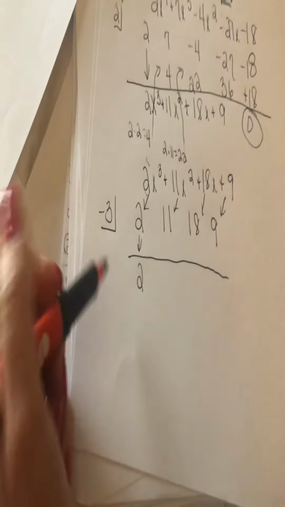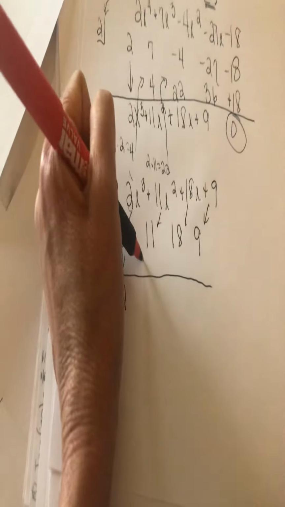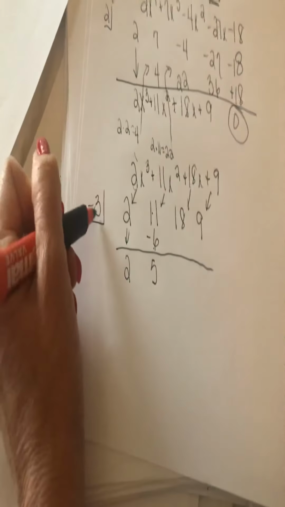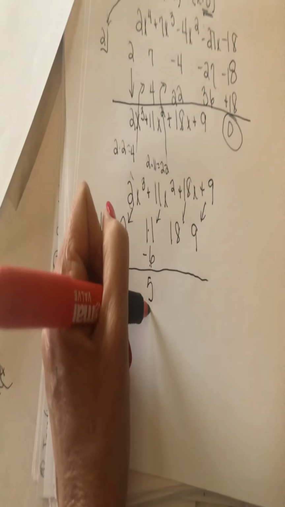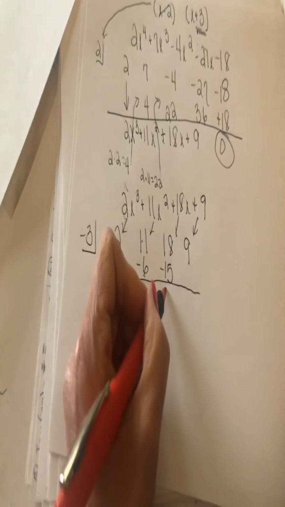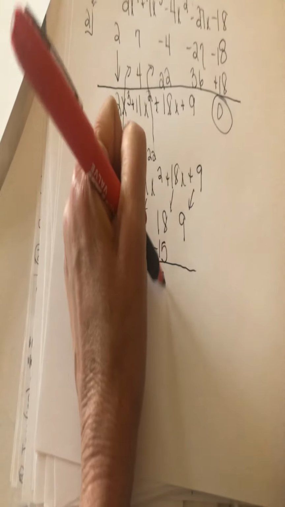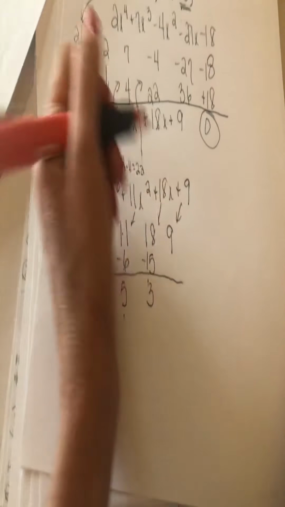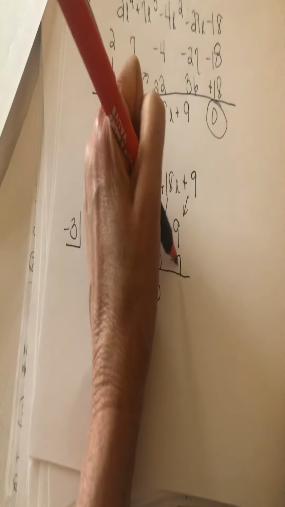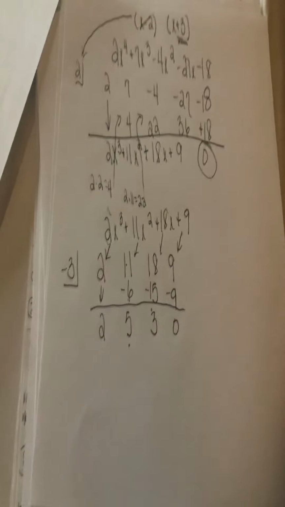Okay, so we're going to do the same thing again with the synthetic division. I'm going to bring down the 2. Negative 3 times 2 is negative 6, and 11 minus 6 is 5. Then negative 3 times 5 is negative 15. And 18 minus 15 is 3. And negative 3 times 3 equals negative 9. And voila, we've got another 0.